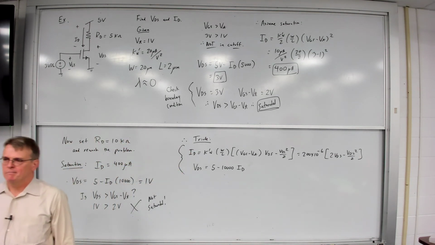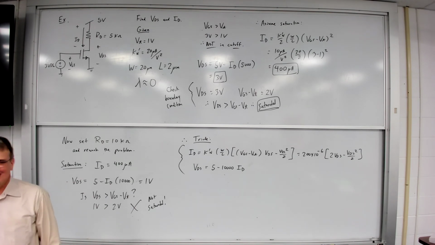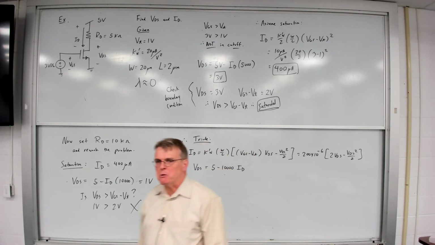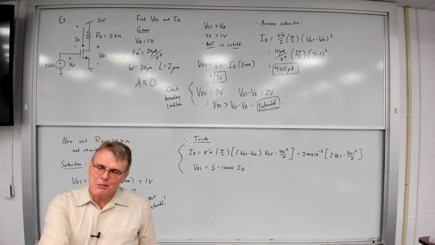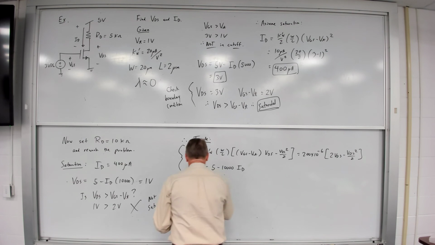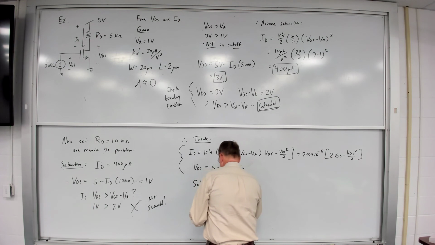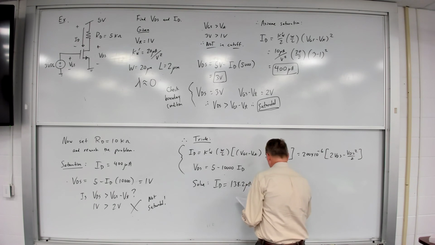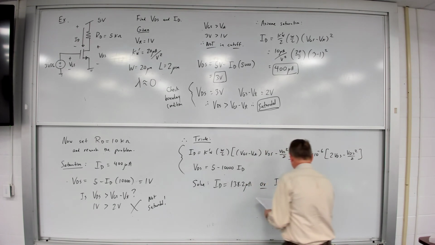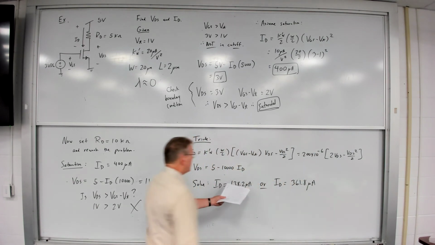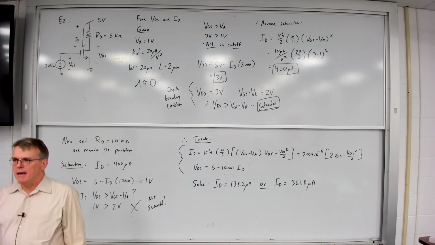What do I do at this point? Mathematica, absolutely. There's a problem here, guys. There's a square term in there. What kind of equation is this going to be with a square term? Quadratic. How many solutions am I going to get? 2 solutions, okay. Let us solve. If we solve, we'll get 2 answers. ID is equal to 138.2 microamps, or ID is equal to 361.8 microamps. So a quadratic equation gives me 2 solutions. Mathematica will give me 2 answers.